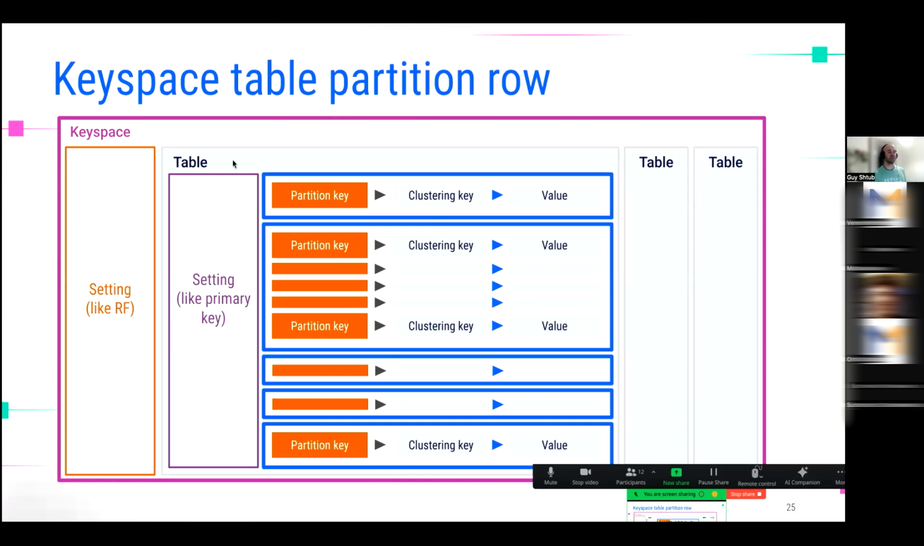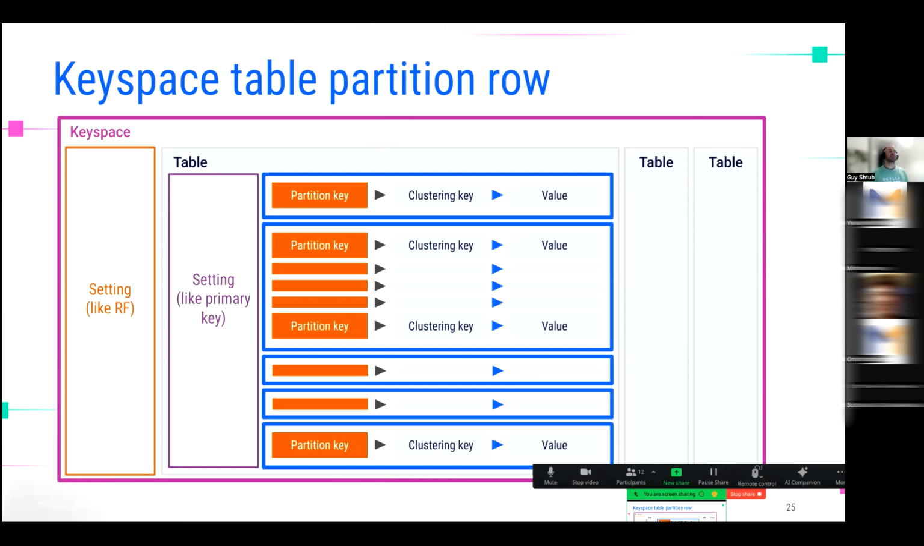So within the keyspace, we have multiple tables. If you remember in the quick wins example, I showed you a very basic table with things like user ID and name, first name, last name, something like that.